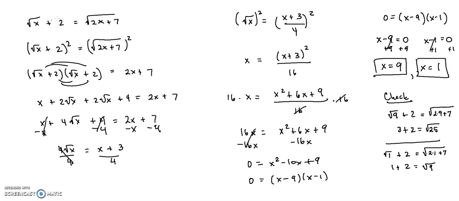All right, so again, if you have 2 square roots, most of the time you're going to have to do the process twice. Get one of the square roots by itself, square it out, get the other one by itself, square it out, and finish solving your equation.